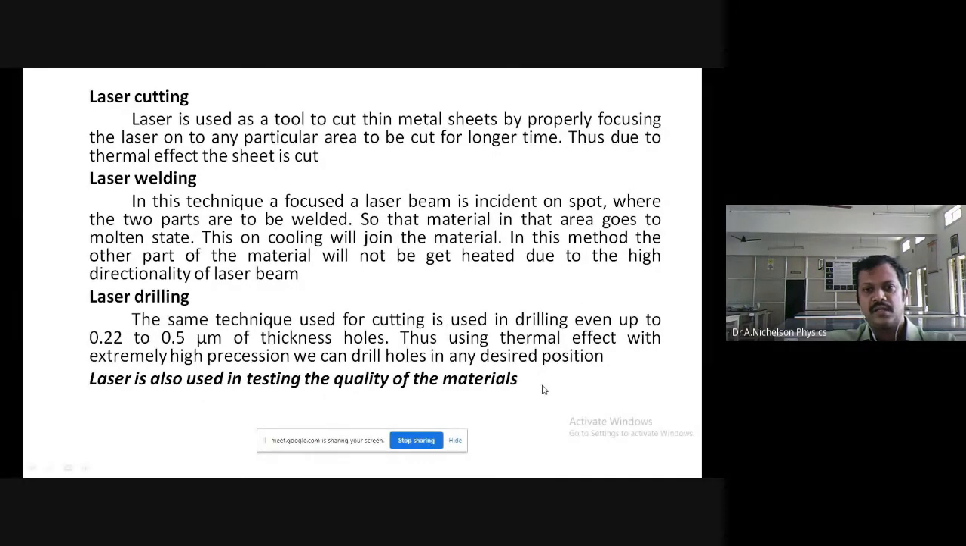This laser is also used to test the quality of the material. By fixing the intensity of the laser, you can use different materials, to see which material can behave well and which material would not. So you can test that with the help of this laser.